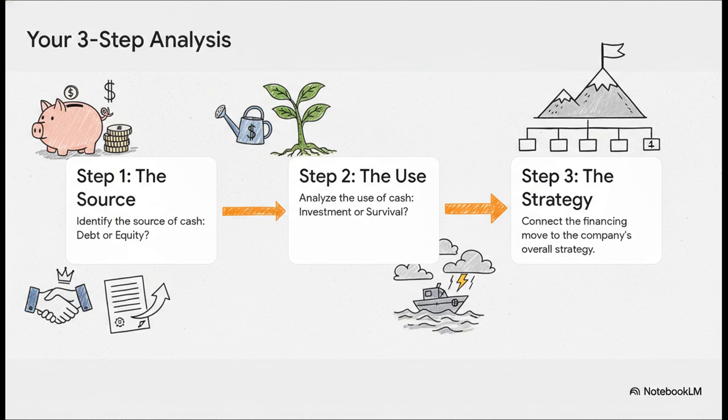So, here it is. A simple 3-step framework that will guide your analysis every single time. Step 1, identify the source. Is it debt or equity? Make sure you understand the trade-off they decided to make. Step 2, analyze the use. Is this cash going toward a productive investment that will grow the company, or is it just for survival? And step 3, connect to strategy. Does this financing move actually make sense with the company's overall strategic plan?